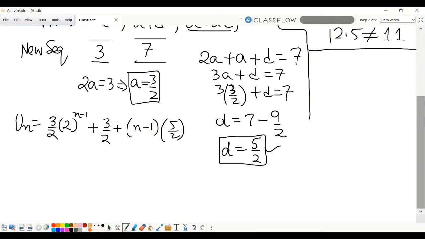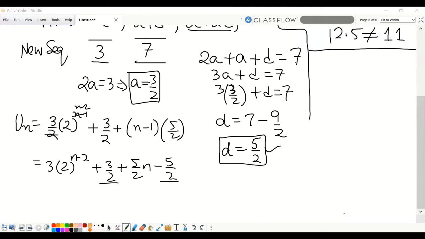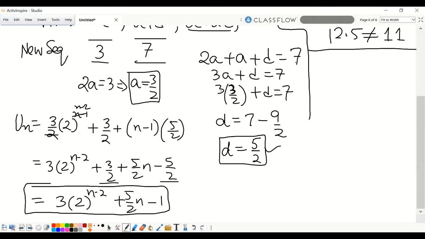And now let's try to simplify this. This 2 can make the exponent n minus 2. So this will be 3 times 2 to the power n minus 2, plus 3 over 2 plus 5 over 2 n minus 5 over 2. The final answer will be 3 times 2 to the power n minus 2 plus 5 over 2 n minus 1. This is what we want to write.